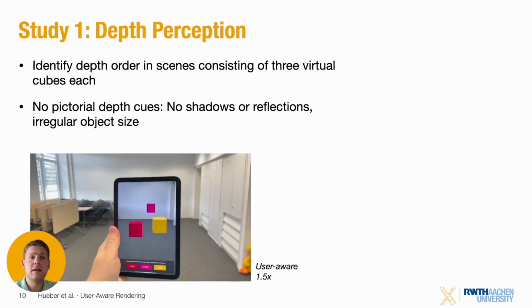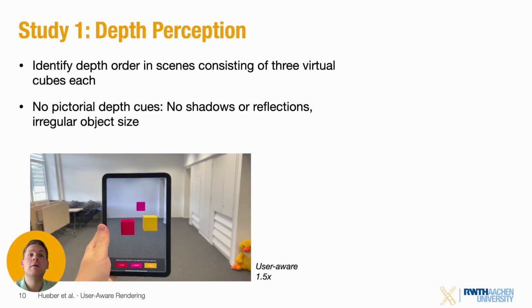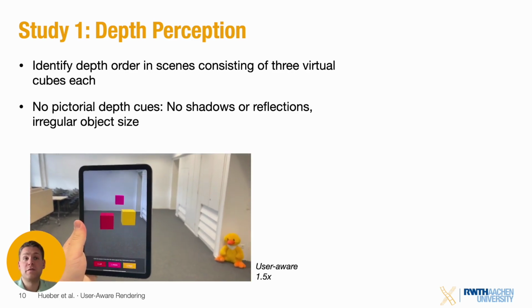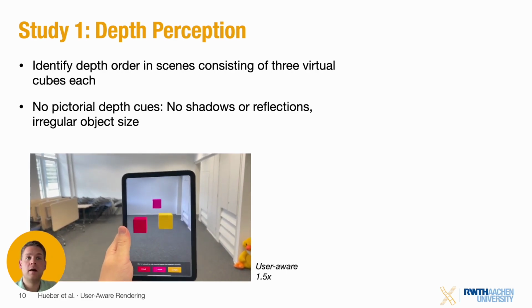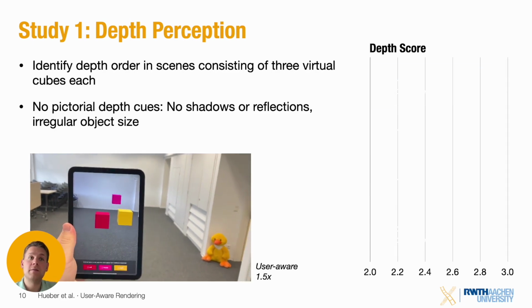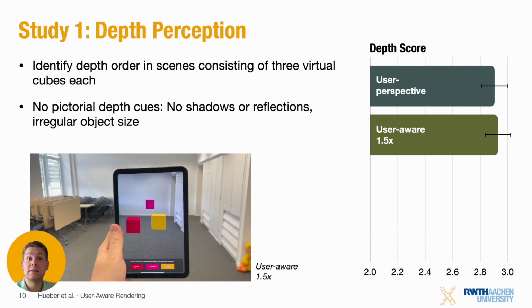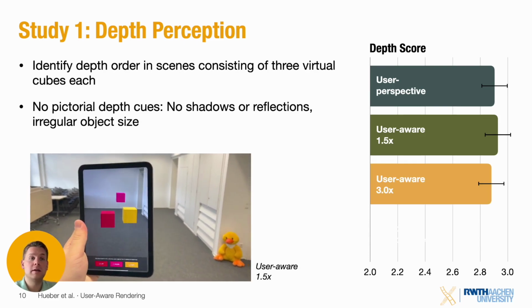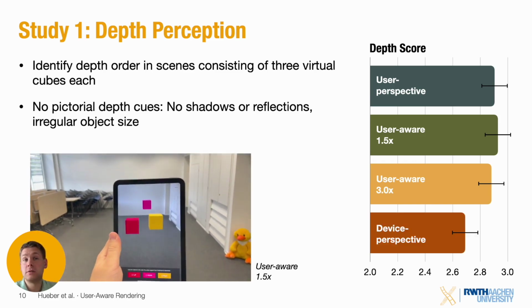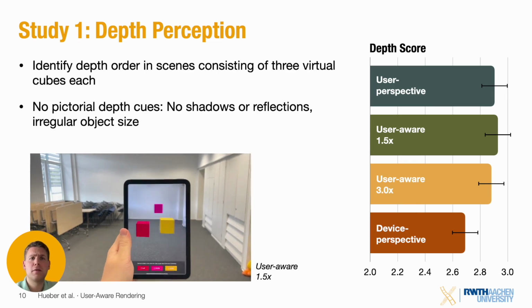The first task was to identify the depth order of constellations consisting of 3 cubes each while standing in front of them. To increase the difficulty of the task, we removed shadows and reflections. When comparing the average amount of correct responses, we measured 97% accuracy with user perspective rendering and a similar 98 and 96% with our user-aware techniques. On the other hand, with device perspective rendering, our participants were only correct 90% of the time. That is significantly worse than the other 3 conditions.